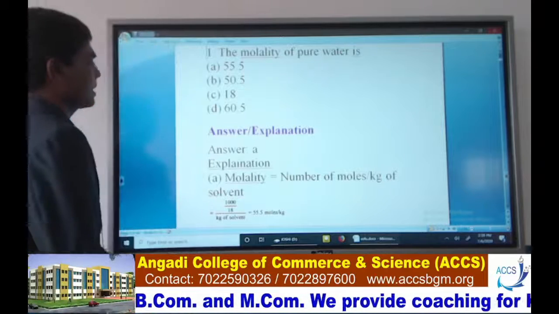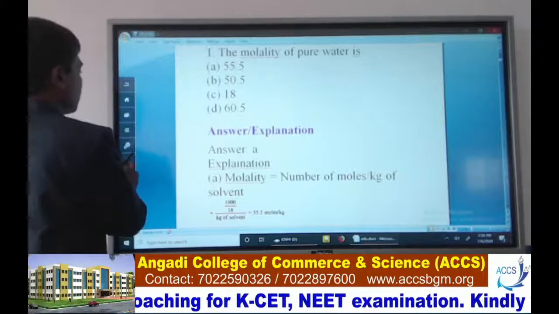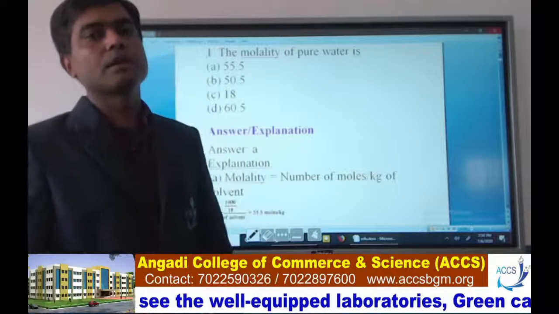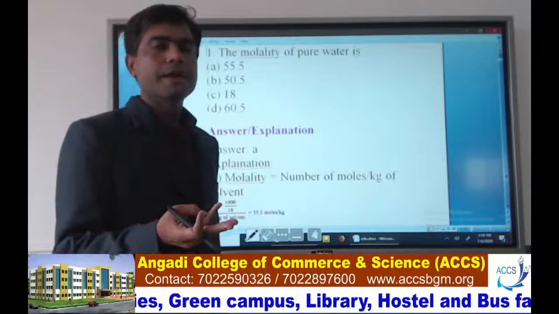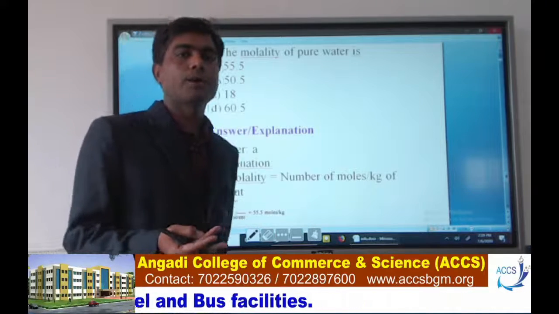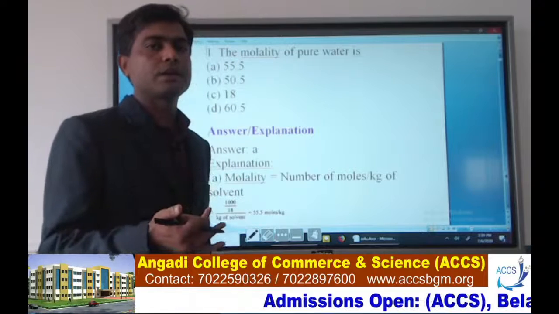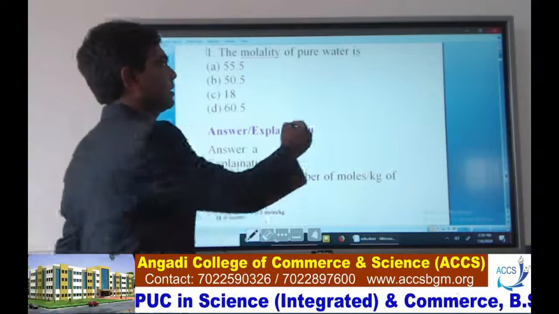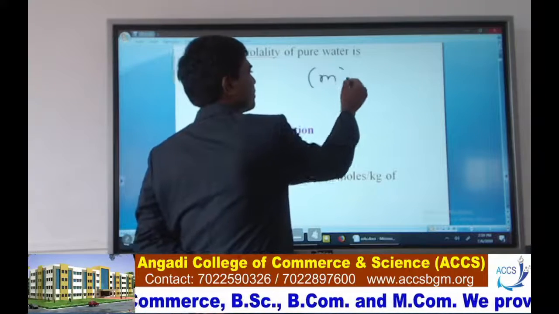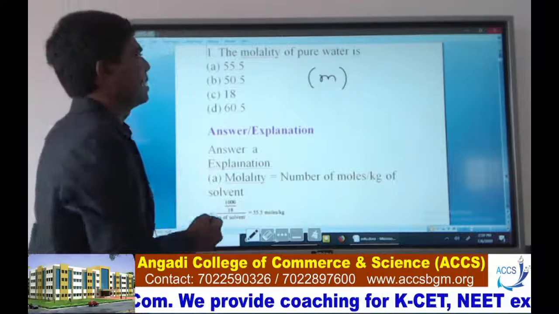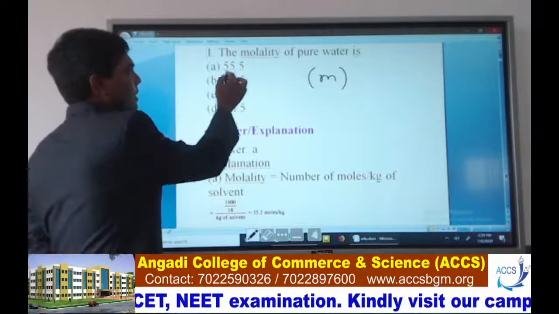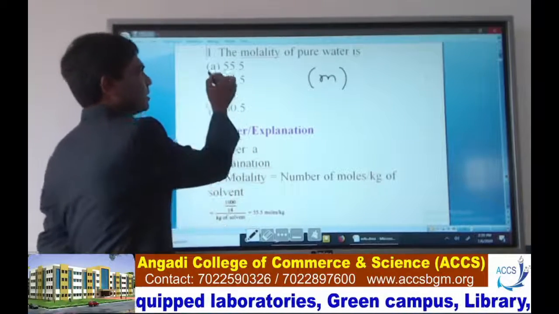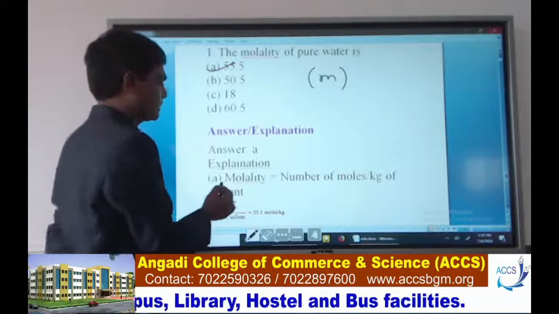First question is asking the molality of pure water is. As you know that in this chapter, first we learn some concentration terms like molarity, molality, normality, formality, mole fraction, etc. In this, he has asked the question which is related to molality, and molality symbol is given by what? That is called as a small m. And he asked about the pure water. He has given the 4 options. So directly you can go for the explanation here. The answer is first one. But how it came, let's see.